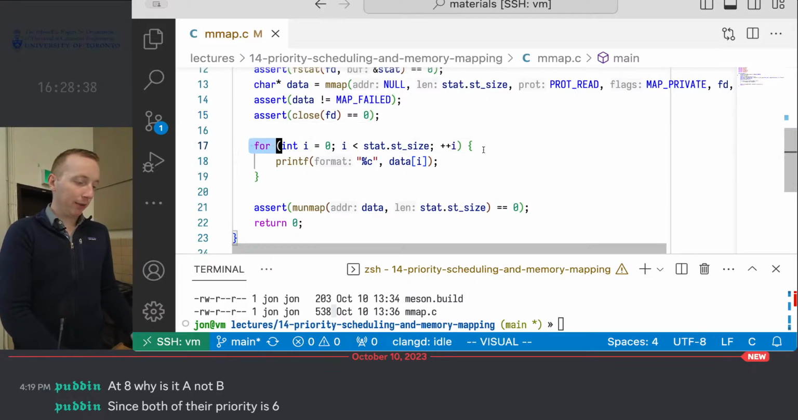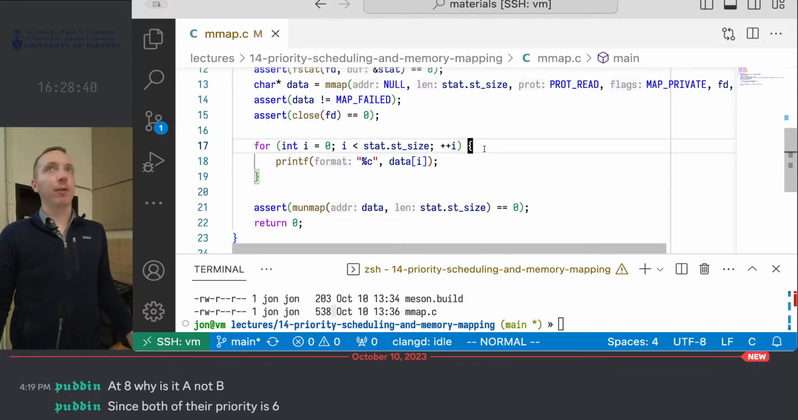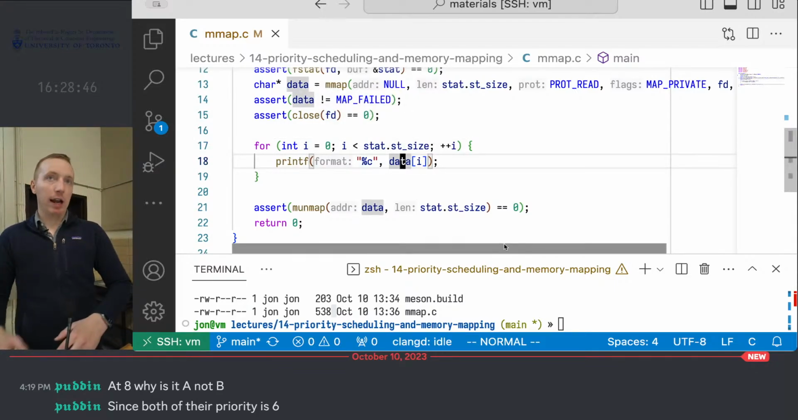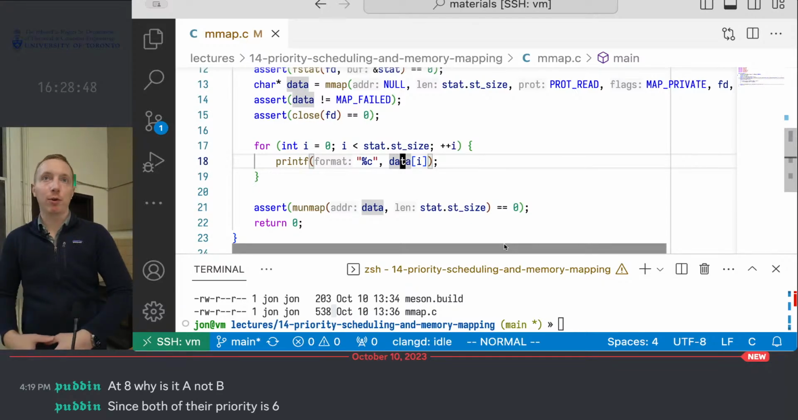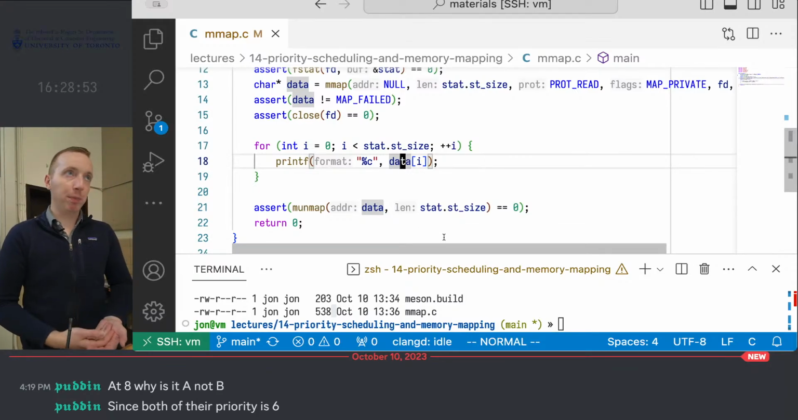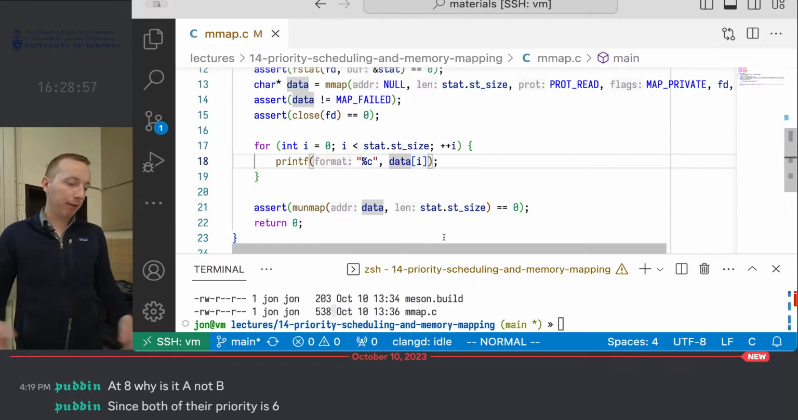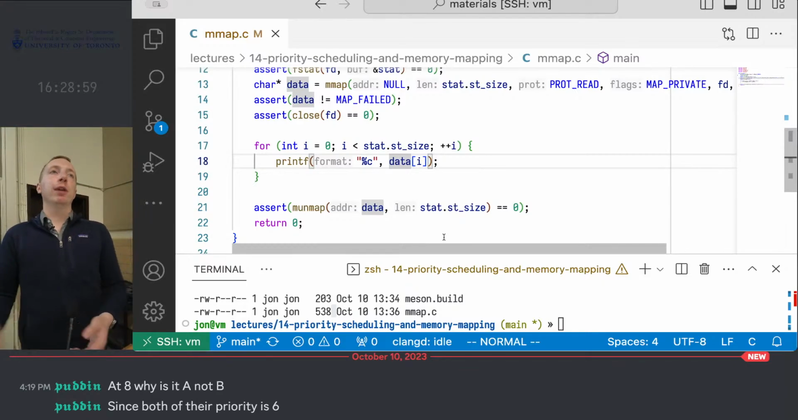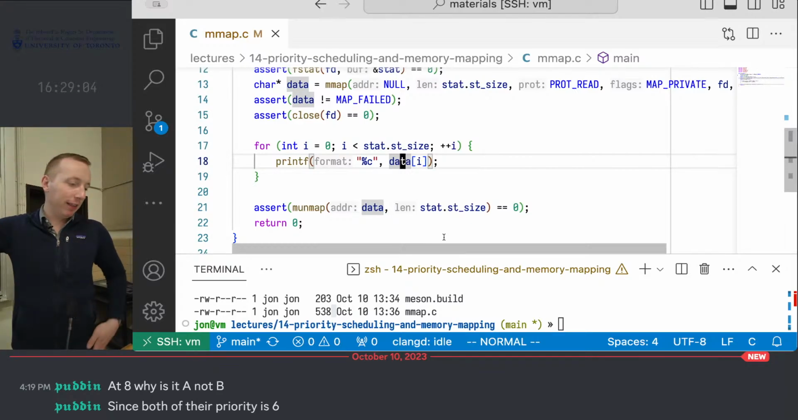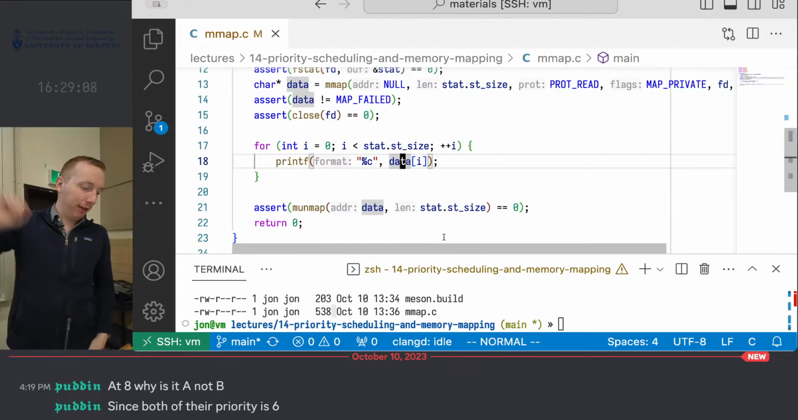So now I can just write a for loop that iterates over every single byte in the file, and I'll just do a printf, and this array of data now corresponds to the contents of the file. So data at 0 is the first byte of the file, and I could go to the last byte of the file. I could read any part of the file at any given time. I don't have to do any read or write system calls, don't have to screw with buffers, don't have to worry about everything, and the nice thing is this is also more efficient.